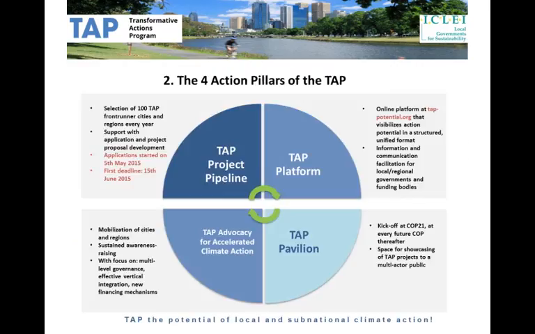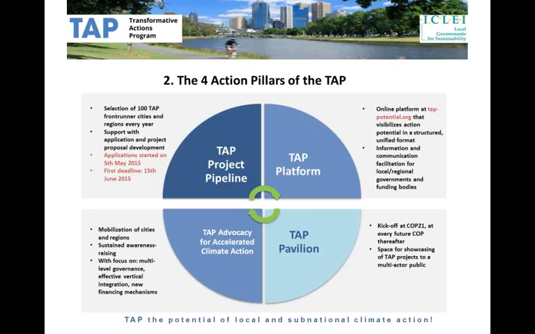Turning to the content of the program, here you can see the 4 action pillars of the TAP. So first of all, the TAP project pipeline is the process by which every year up to 100 TAP projects are selected in the run-up to the annual COP and presented during the COP. So this will start this year at the COP21 in Paris in November, December.